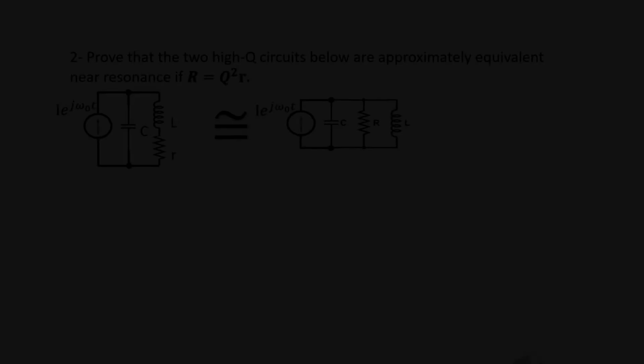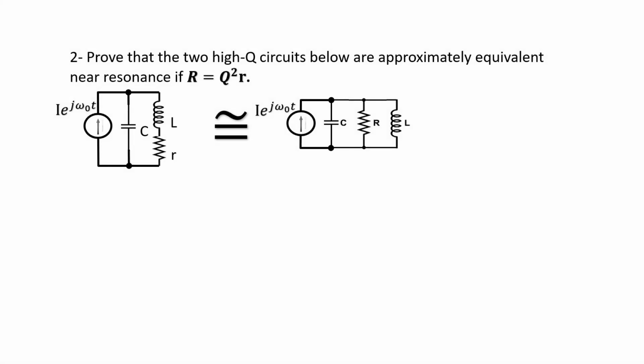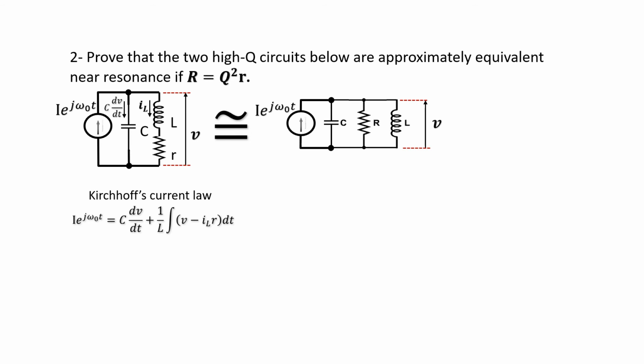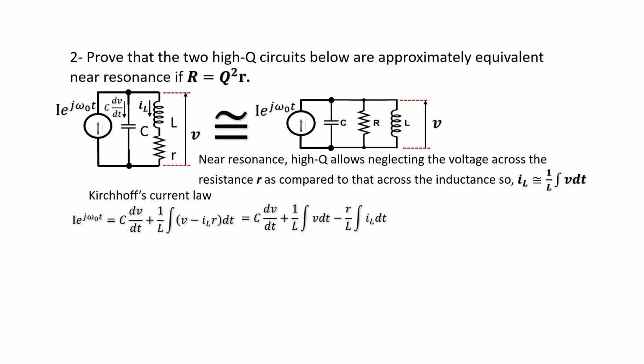For the second problem, we need to prove that the two high Q circuits below are approximately equivalent near resonance if uppercase R equals Q squared times lowercase r. To be equivalent, the power source cannot tell the difference, so the voltage across it must be the same. Applying Kirchhoff's law for the currents, rearranging, near resonance, high Qs allow neglecting the voltage across the resistance as compared to that across the inductance.